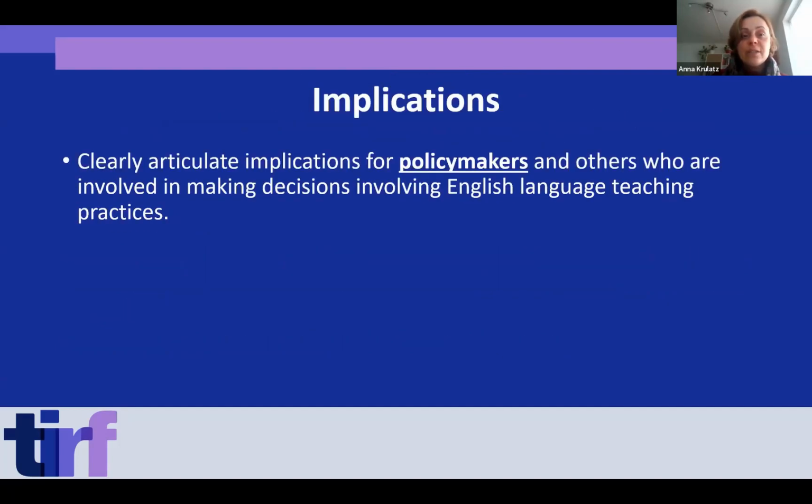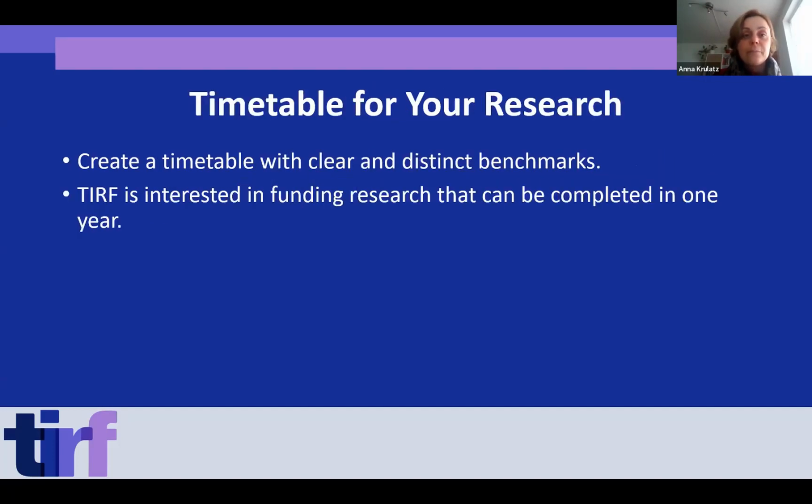In the implications section, you need to clearly express implications for, in particular, policymakers. So in what way is your project or the outcome of your projects going to contribute to our knowledge and then changes in the field of English language education? So what is your project going to bring in to contribute to positive changes and to affect decisions that are made by policymakers? So again, this needs to be articulated very, very clearly and specifically.